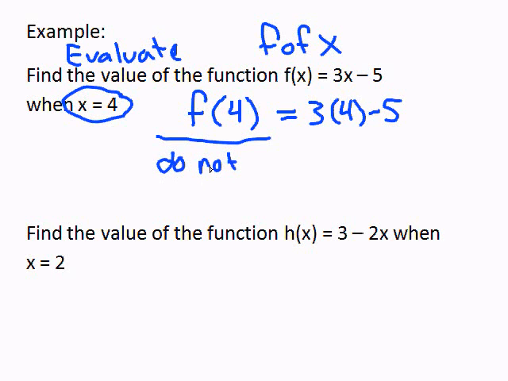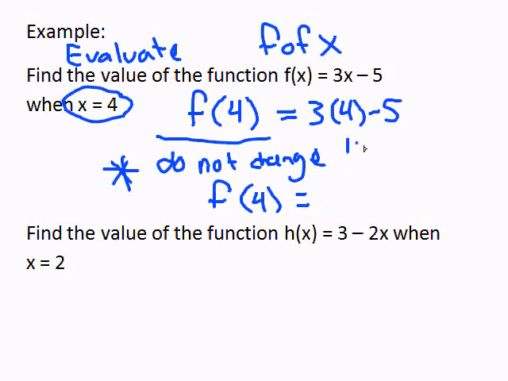Do not change the f of 4. It stays f of 4 because we want to find out what f is, our function, when x is 4. So we merely rewrite it as f of 4 equals 3 times 4 is 12 minus 5, so f of 4 equals 7. That means the value of our function f(x) is 7 when x is 4.